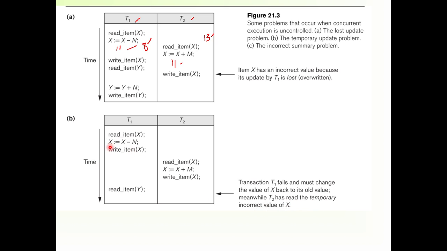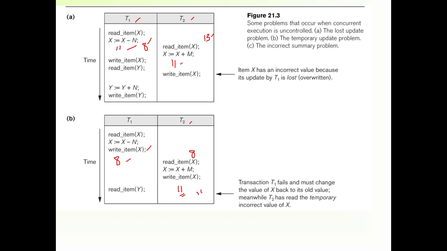Same thing, I'll take the x value as 10. Here n value is 2, so x minus 2 means I'll get the x value as 8. Write item, it is updated in your database also. So when transaction 2 executes, what x value does it read now? The x value is 8 now. And what does it do now? 8 plus 3 becomes 11 here. So 11 is the value and it is also updated.